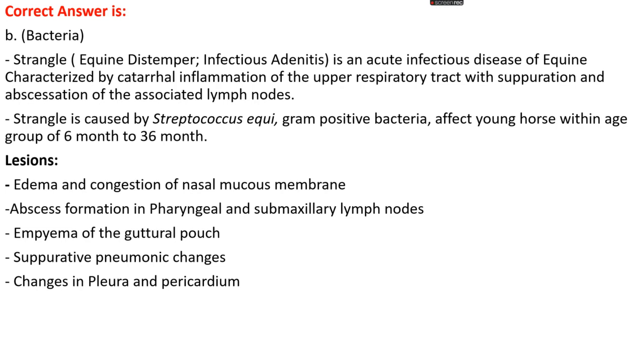And strangles is mainly caused by Streptococcus equi, which is a gram-positive bacteria, and mainly affects young horses within the age of 6 months to 36 months. The specific lesions seen in strangles are edema and congestion of the nasal mucous membrane, abscess formation in pharyngeal and submaxillary lymph nodes, empyema of the guttural pouch, suppurative pneumonic changes seen in lungs, and also changes in pleura and pericardium.